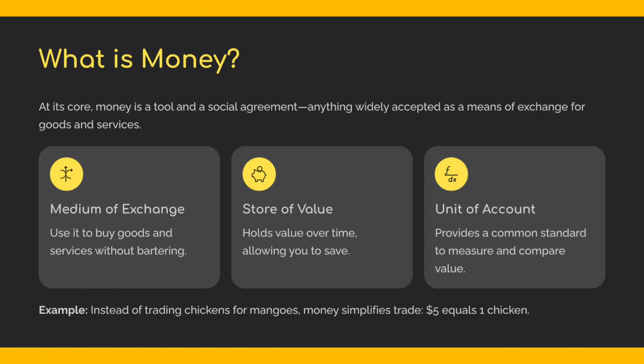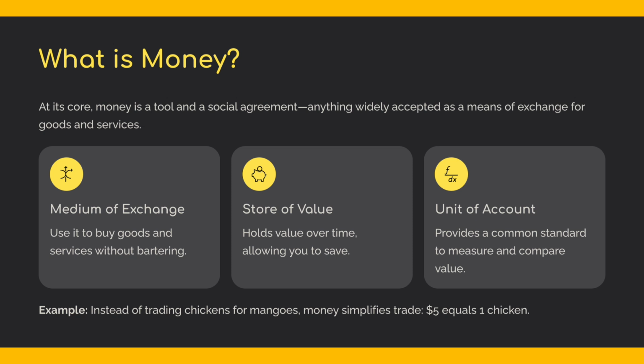What is money? At its core, money is a tool. It is anything that is widely accepted as a means of exchange for goods and services. But money is more than paper, coins, or numbers on a screen. It is a social agreement. Money has three main functions.